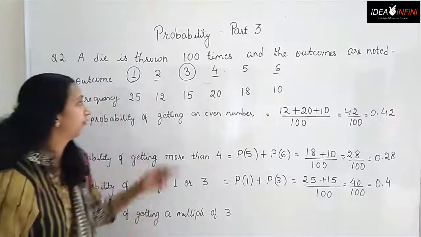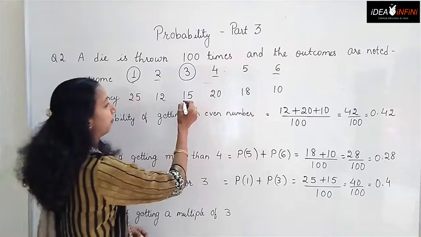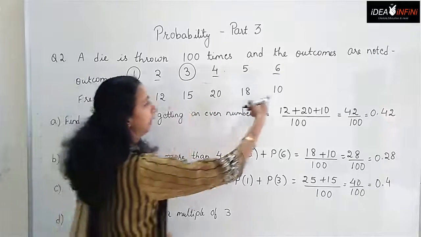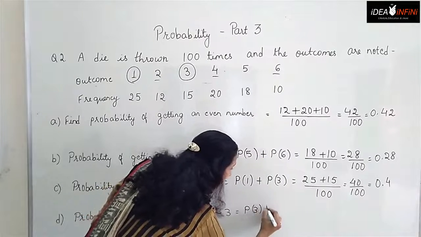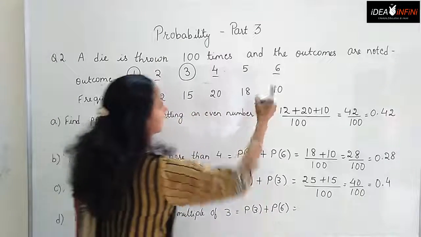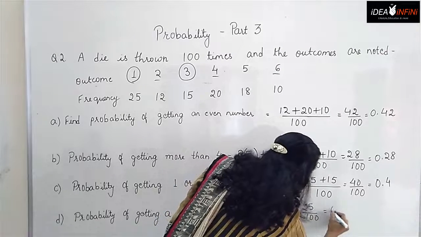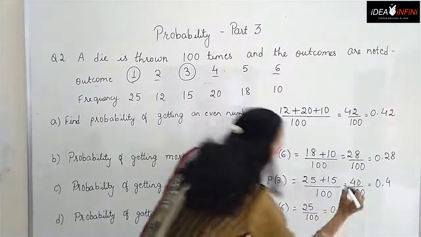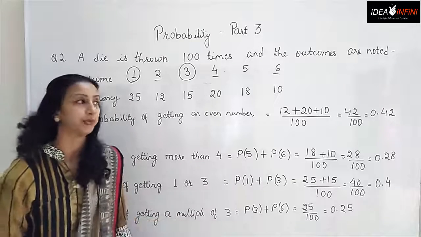So you have to be very careful. The 3 and 6 both are to be considered. So the probability of getting 3 is known as 15, and here it is 10. Probability of getting 3 plus probability of getting 6 will be 15 plus 10. This will be 25 by 100. That means it will be 0.25. This will be the required probability of getting a multiple of 3.